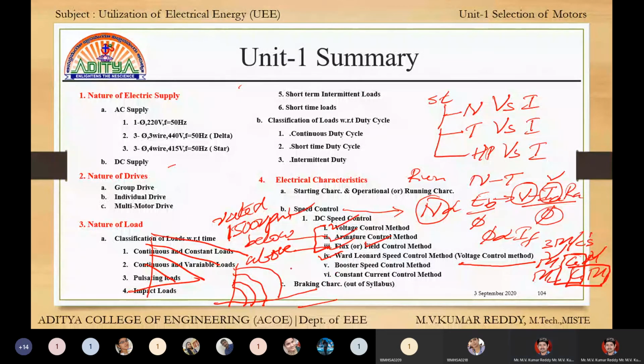But the important point here is that load is independent of current. Generally, if load increases, current increases. But in this method, load is independent of current in the constant current control method. Voltage is varied, load is varied, but current is constant.